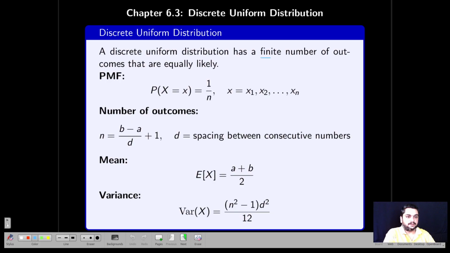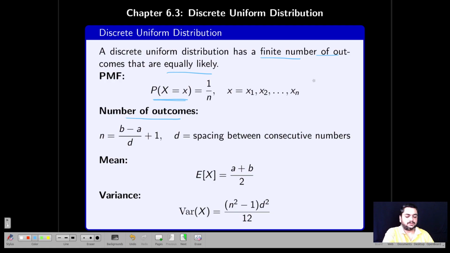Now let us see the PMF of this. The distribution has a finite number of outcomes that are equally likely. It is P of X equal to x is equal to 1 divided by n. What is n here? n is the number of events in the sample space, the total values the random variable can take. Now, how will you calculate the number of outcomes?